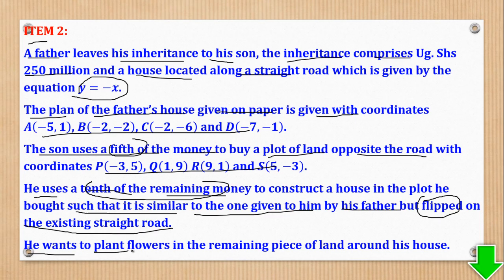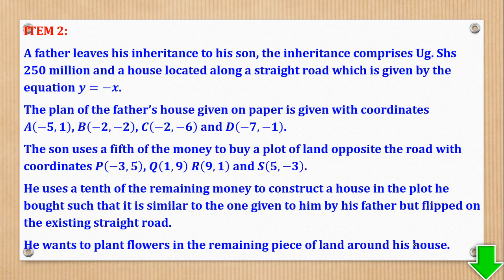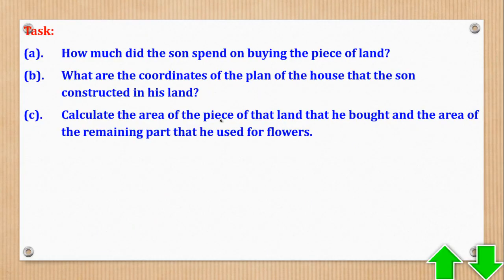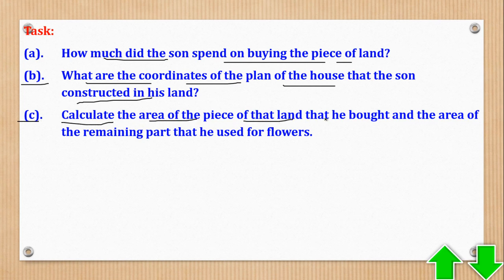He wants to plant flowers on the remaining piece of land around his house. Okay, then they said the task. Part A, how much did the son spend on buying the piece of land? Part B, what are the coordinates of the plan of the house that the son constructed in his land? And part C, calculate the area of the piece of land that he bought and the area of the remaining part that he used for flowers.